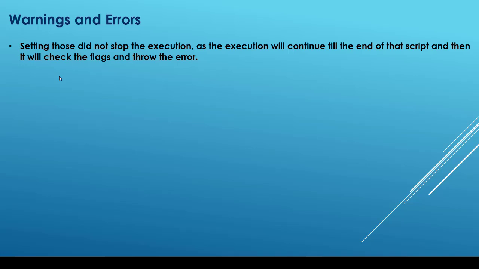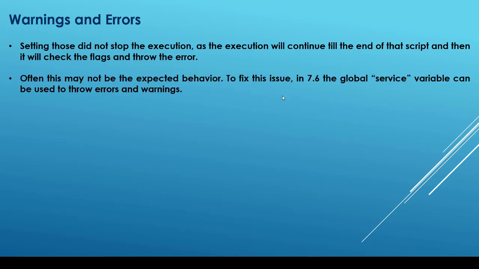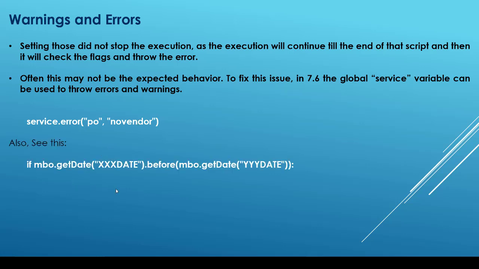Setting those doesn't stop the execution, as the execution will continue till the end of the script, and then it will check the flags and throw the error. Often this may not be the expected behavior, so to fix this issue, in 7.6, the global variable service can be used to throw errors and warnings, like this one: service.error, simple, PO, and the error is no vendor here.